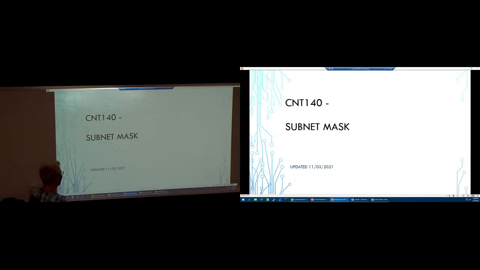One of the ways that the devices do that is by using their IPv4 address and their subnet mask. Again, today we're going to talk about the subnet mask, but it'll start to make more sense as we move through the modules and we move through the reading.